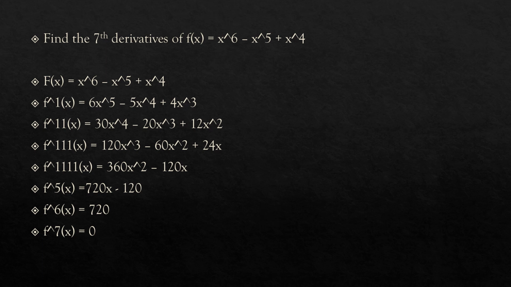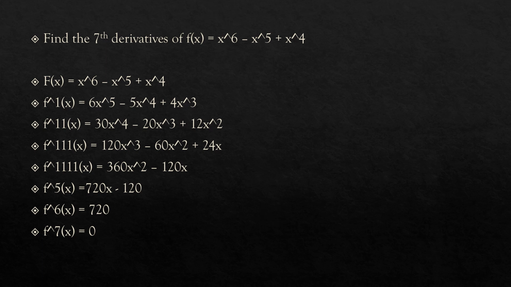Next is the fourth derivative. The fourth derivative will be 120 times 3 is 360, then 3 minus 1 is 2, so that will be 360x squared. Then 60 times 2 is 120, then x, since the exponent is 1. Next is the fifth derivative.